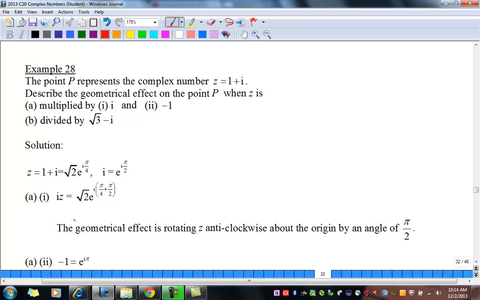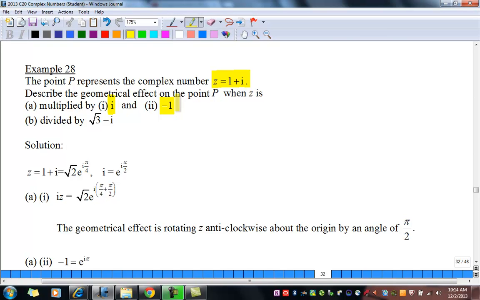Finally, we are going to study example 28. In example 28, I am given a complex number z, which is 1 plus i, and I want to consider the geometrical effect on this point in the Argand diagram when I multiply it by i, as well as when I multiply it by -1.